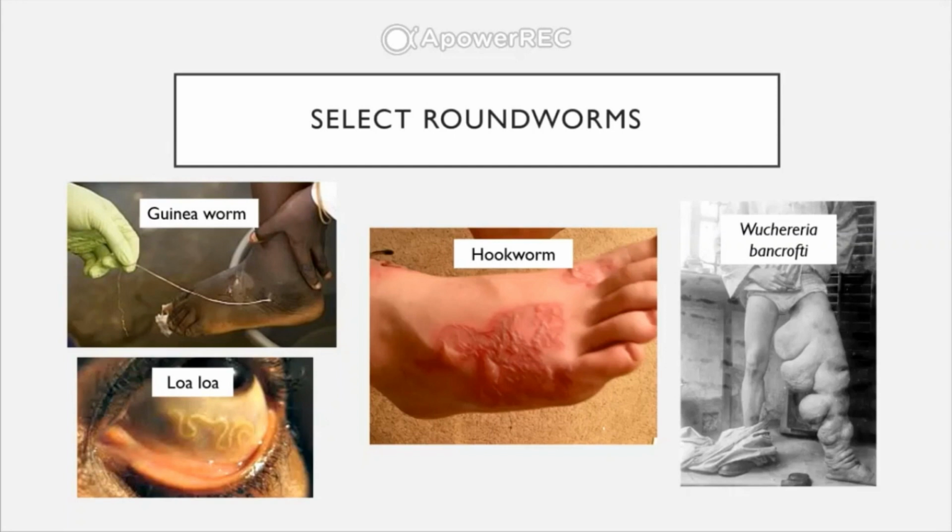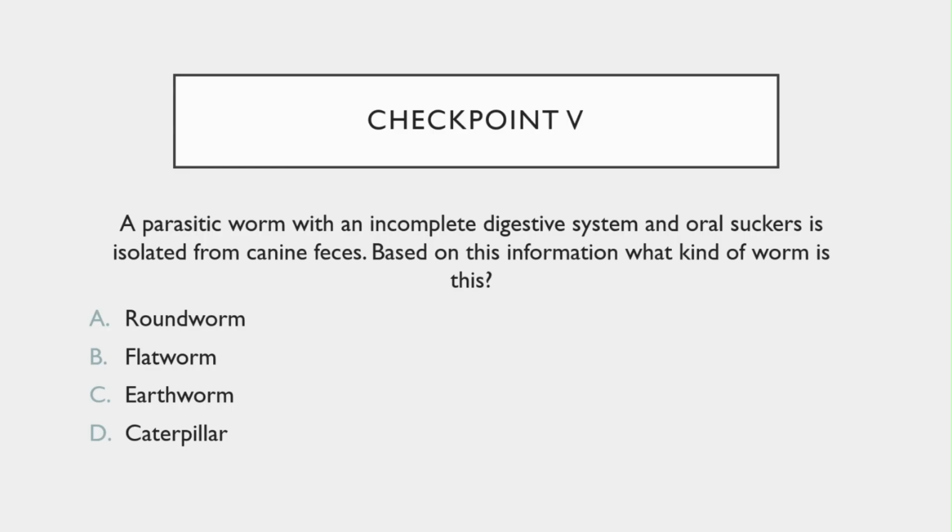We have the W. bancrofti, which is transmitted by mosquito bites and clogs the lymph nodes and can result in elephantiasis. So as you can see here, this is an example of elephantiasis. And then we have the loa loa, which is transmitted through fly bites, and the worm develops in the eye. Checkpoint 5. A parasitic worm with an incomplete digestive system and oral suckers is isolated from canine feces. Based on this information, what kind of worm is this?